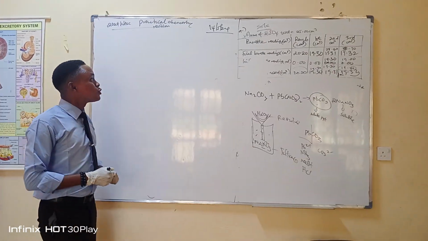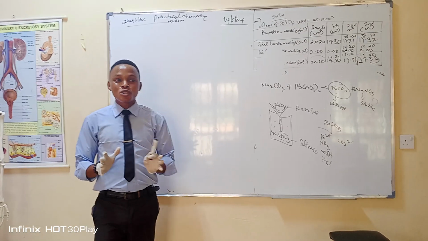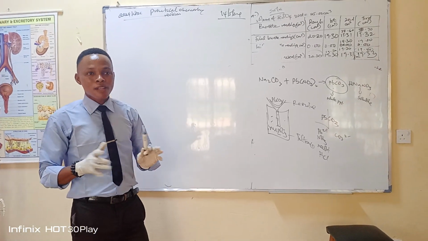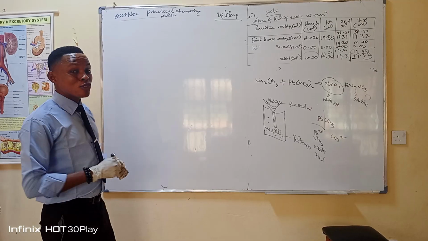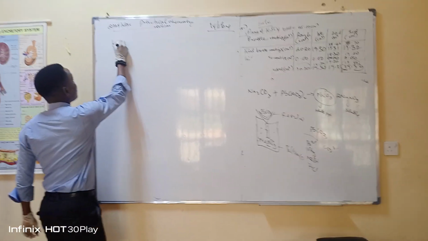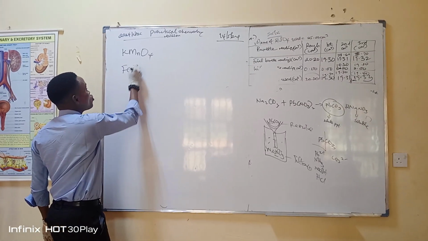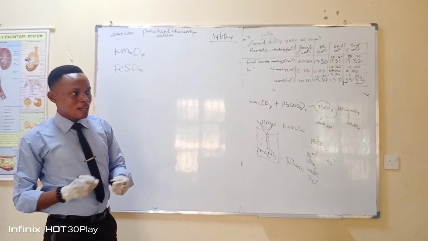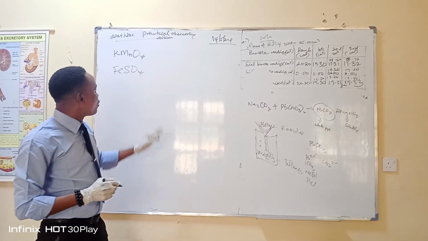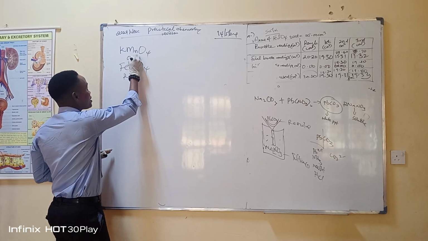In today's class, we're talking about a revision on the 2024 chemistry WAEC practicals. Basically, what you are given in the instruction is potassium permanganate, KMnO4, and iron 2 sulfate. Iron 2 sulfate is a reducing agent, while potassium permanganate is an oxidizing agent.